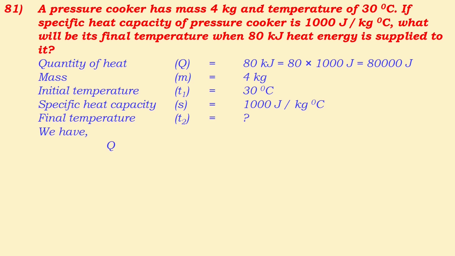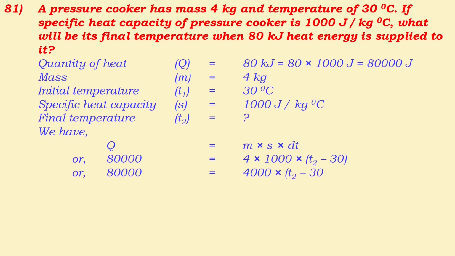Now we are using the same equation. We have Q equal to M into S into dt, and in place of Q I am writing 80,000. This is equal to M is 4 and specific capacity S is 1000. dt is T2 minus T1, final minus initial. Final T2 we are going to find out. Now we have to work through the numbers only.